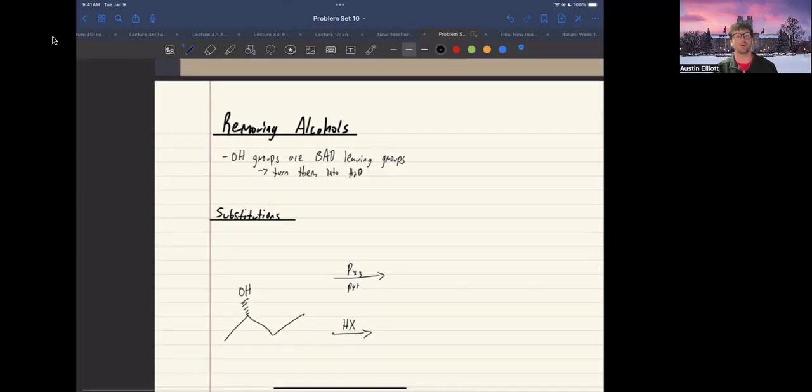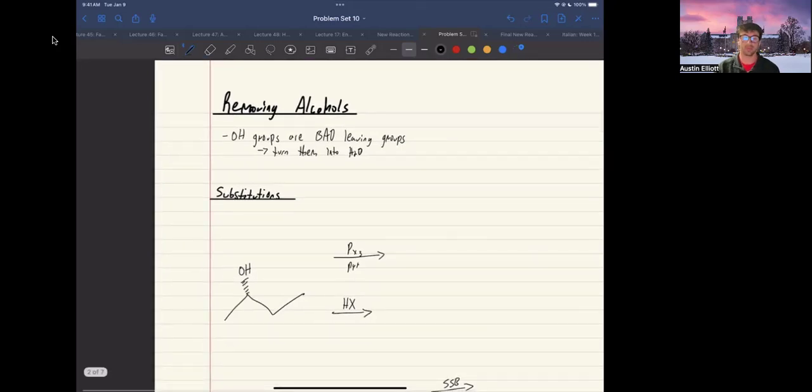For removing alcohols, we have two different ways we can do that. We can do substitution-like reactions, or we can do elimination reactions. The first ones we're going to look at are those substitution-based reactions. This first one we have here is PX3 and pyridine right there. The X right there can be any halogen. So X can be Cl, Br, whatever halogen you want.